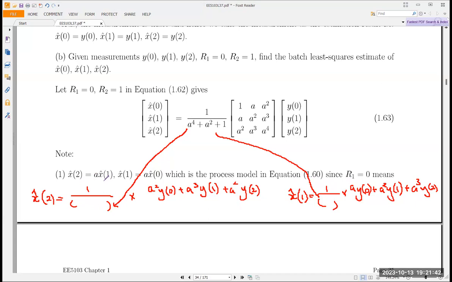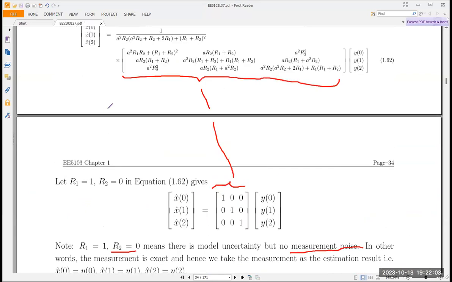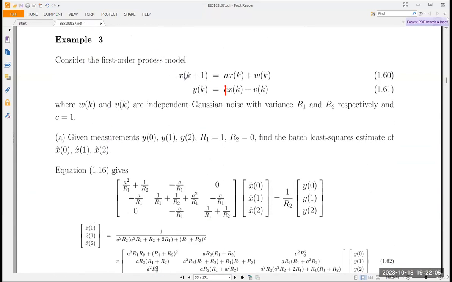The pattern is very clear. Then the pattern between X1 and X0 is also very clear. Then you look, but this is the process model, which means process model, you see, this is a process model. X2 is equal to A times X1. And this is 0 because say R1 is 0.